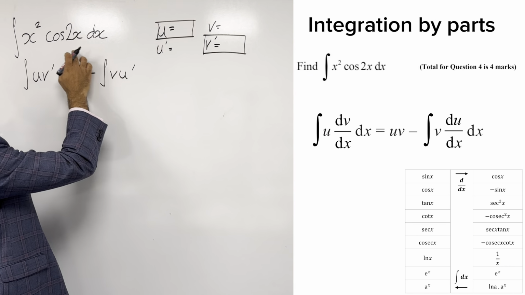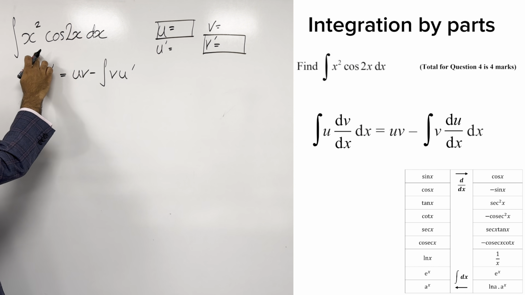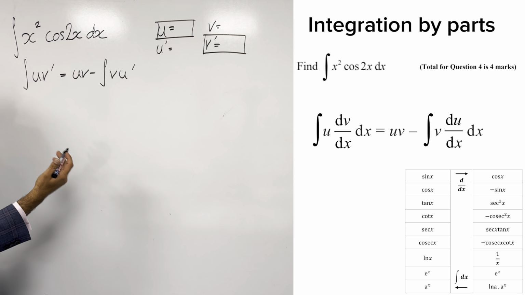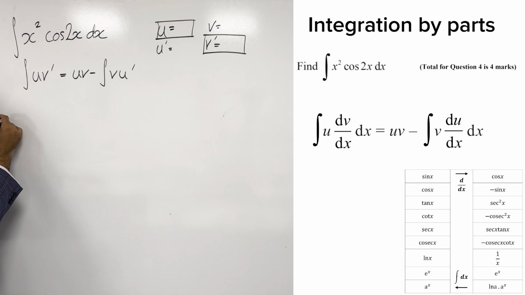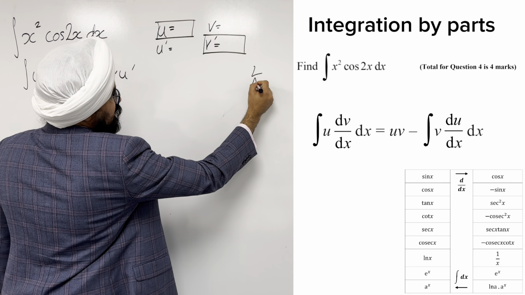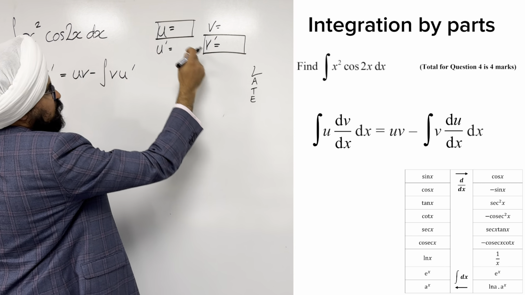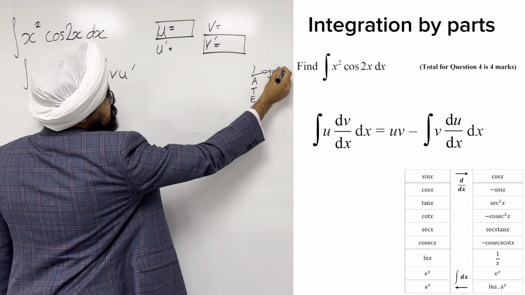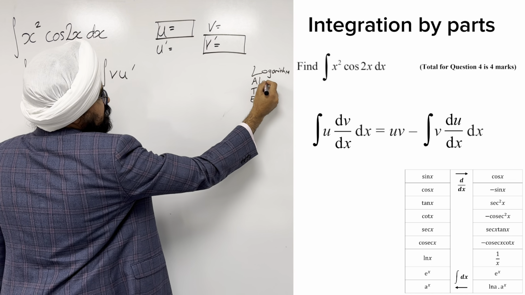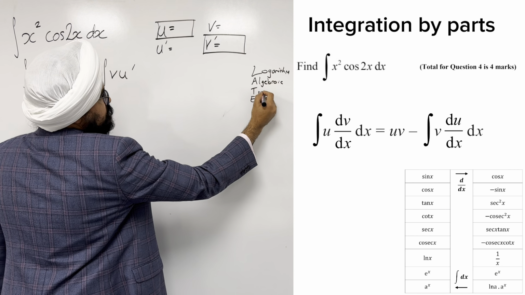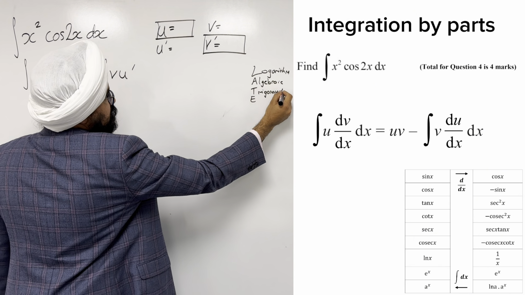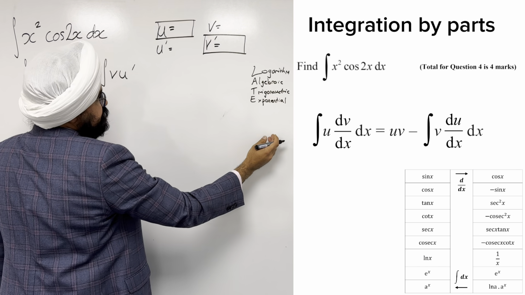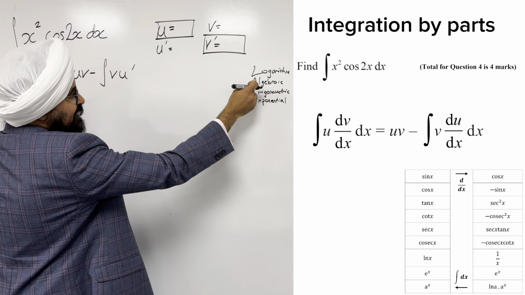In this question, you've got a choice between algebraic x squared term and cos 2x, which is a trigonometric term. And you can use your experience or LATE to help you decide what's going to be u. So L is for logarithmic functions, algebraic, trigonometric, and exponential. You may see this also described as LIAT.